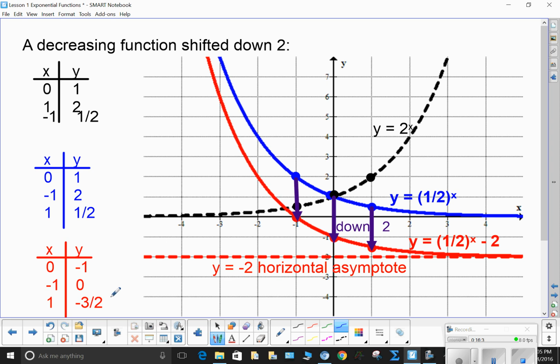Now, a decreasing function, you can flip it over the y-axis and then drop it too. Again, notice here, I have included my asymptote. My asymptote is a horizontal line at y equals negative 2. And then I took all of my points and I moved them down 2. I can even take this guy and move him down 2.